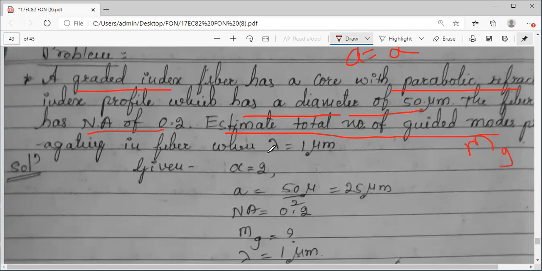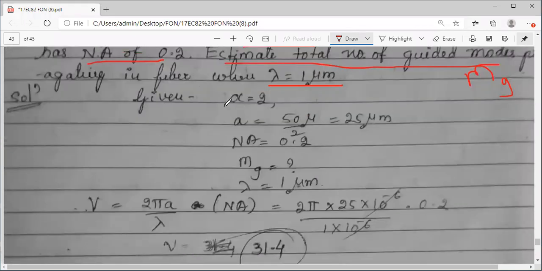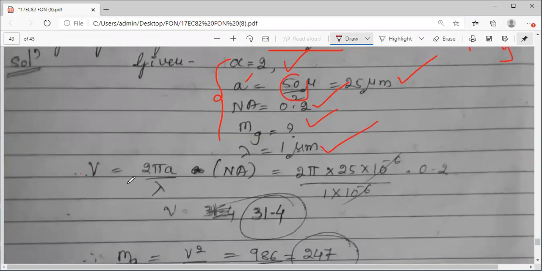Okay, so let us just start. Even lambda is given to you. List out the data, what all is given to you. Alpha is indirectly given, numerical aperture is given, radius, which is half of the diameter, I have calculated. Lambda is given, you need to find the modes. So what is V equal to? That is normalized frequency, capital V. V number is equal to 2 pi a by lambda into numerical aperture.